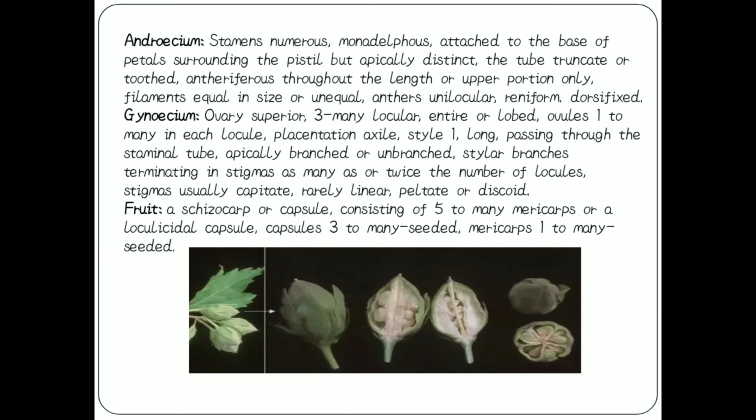Style is long, passing through the staminal tube, apically branched, stylar branches terminating in stigmas as many as twice the number of the locules. Stigma usually capitate, rarely linear or discoid. Fruit is a schizocarp or a capsule type consisting of 5 to many mericarps or a loculicidal capsule, and it may be one or many seeded.